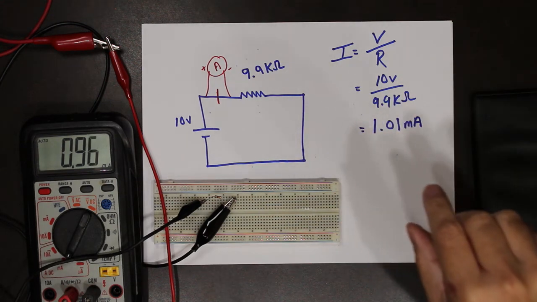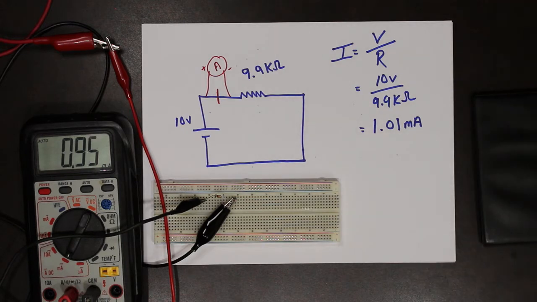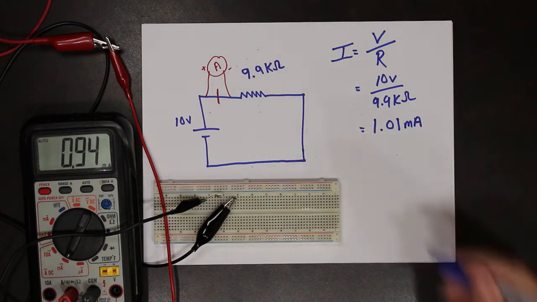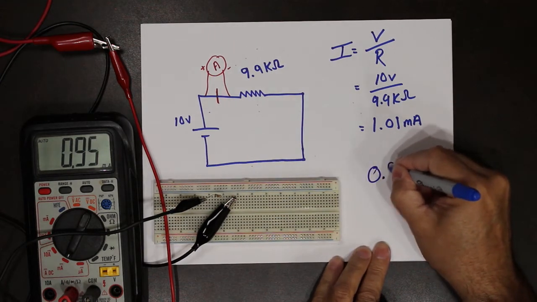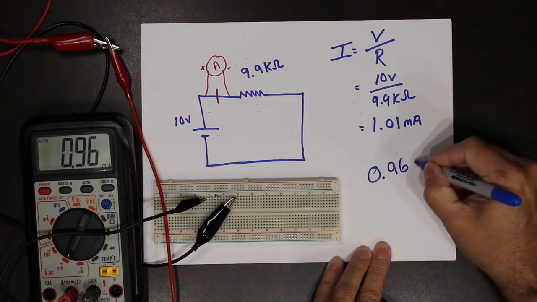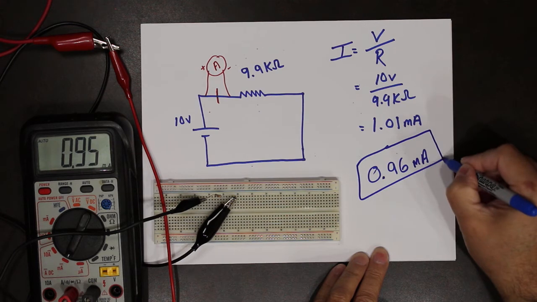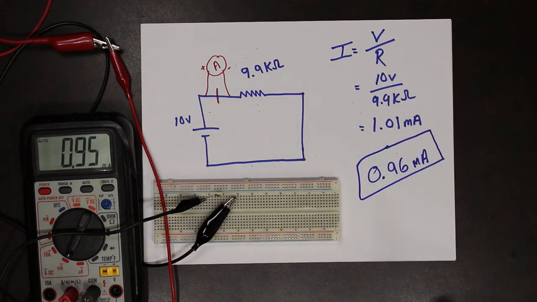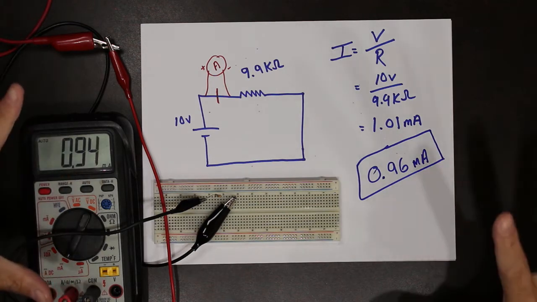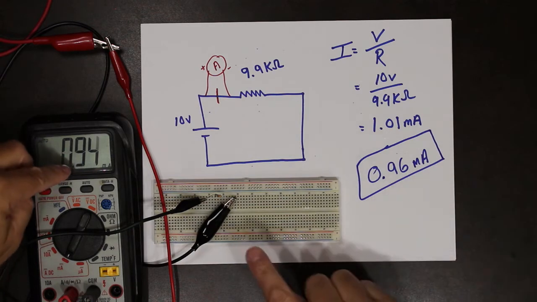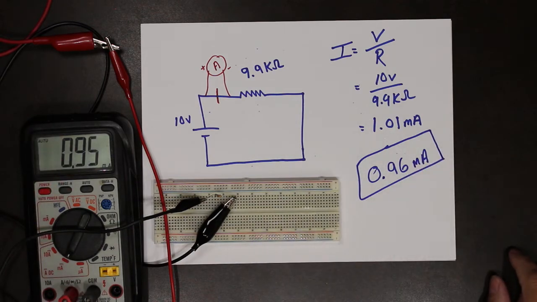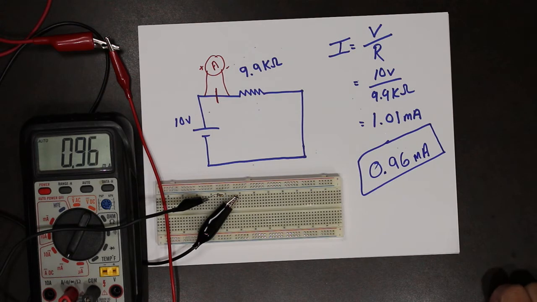So I am getting, where's my marker gone to? Here we go. I am getting 0.96 milliamps. That is acceptable within error. So within measurement error, if I round it off, that would round off to 1 milliamp. So theoretically, we are getting the same measurement.